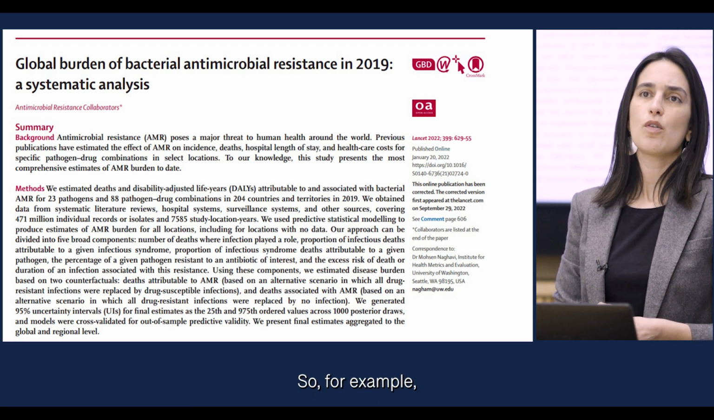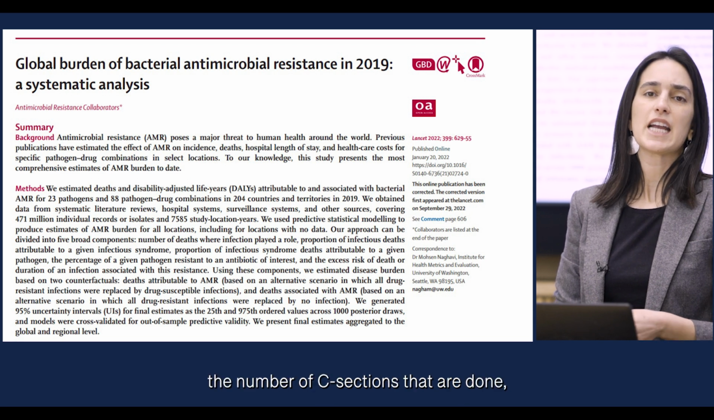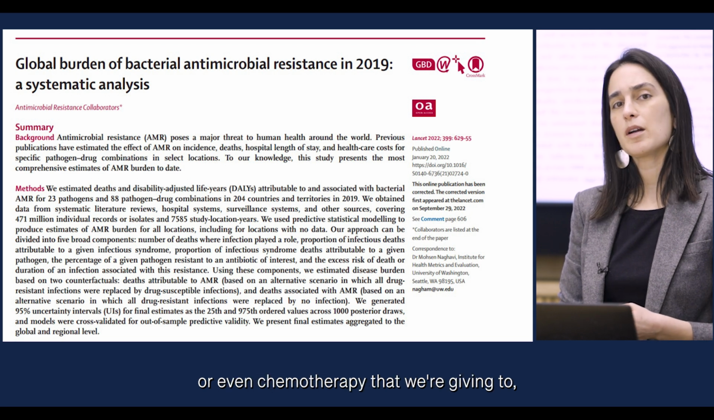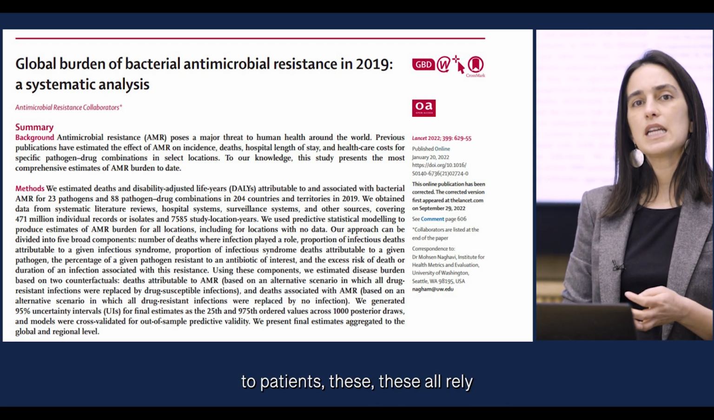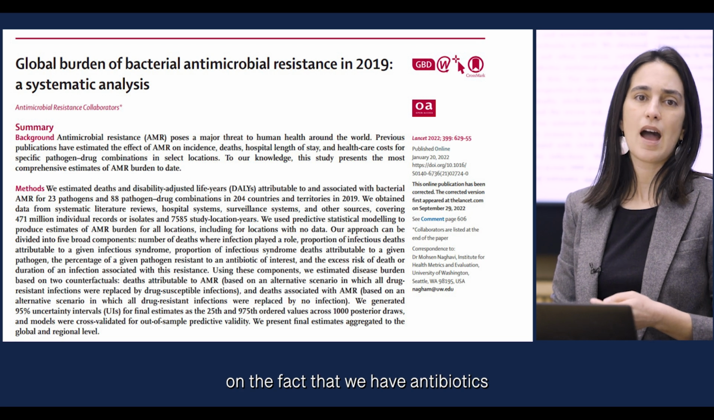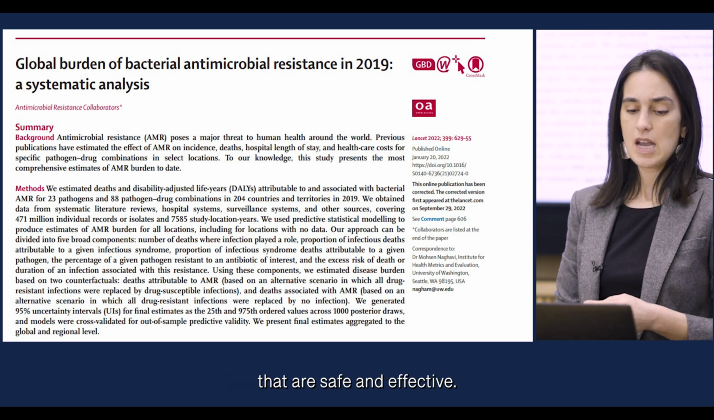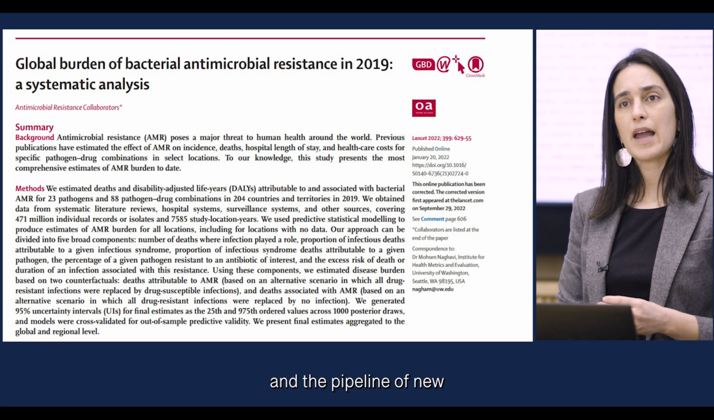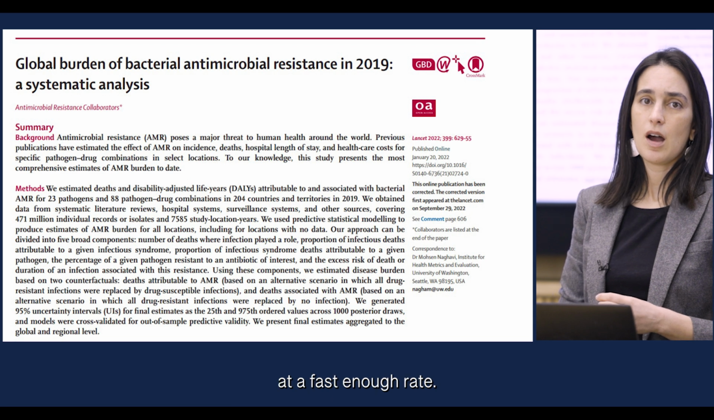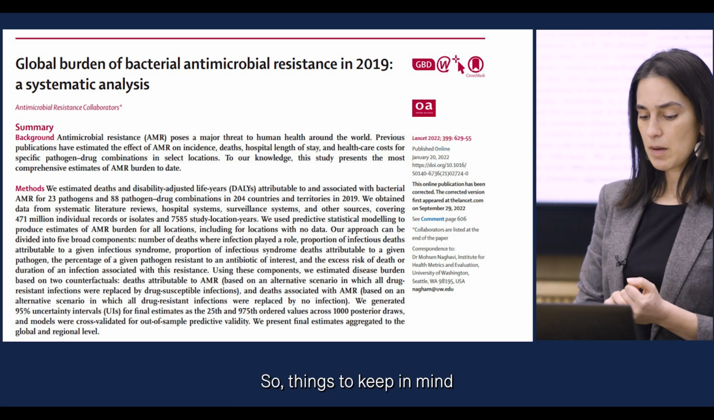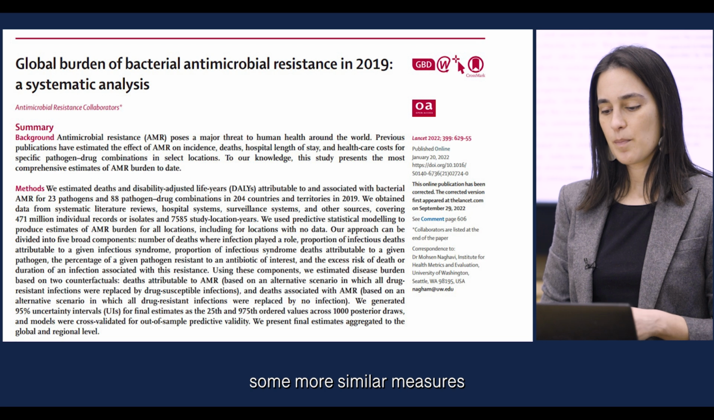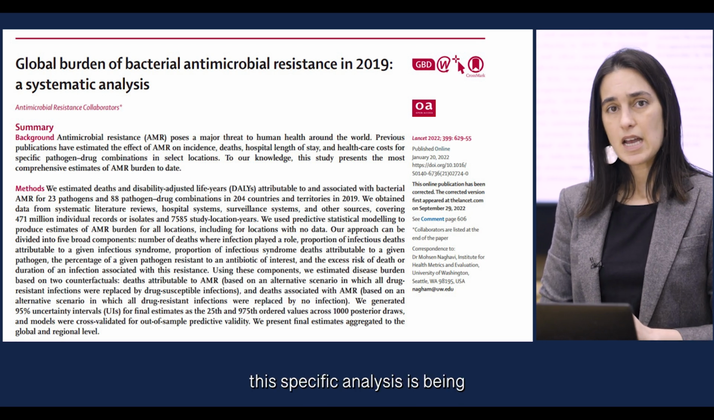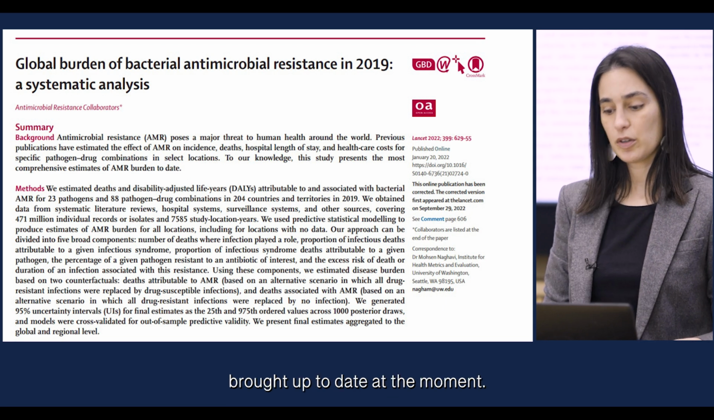modern healthcare. So, for example, when we think about the number of C-sections that are done, cesarean sections, or routine surgeries, hip replacements, or even chemotherapy that we're giving to patients, these all rely on the fact that we have antibiotics that are safe and effective. And sadly, that list of antibiotics is growing smaller, and the pipeline of new antimicrobials is not catching up at a fast enough rate. So things to keep in mind, and I really encourage some more similar measures of the burden of resistance, and I understand that this specific analysis is being brought up to date at the moment.